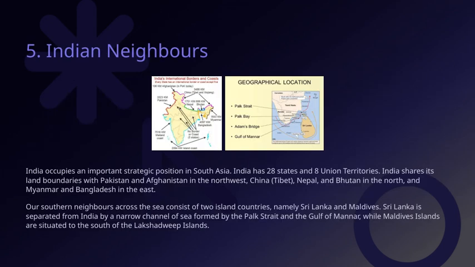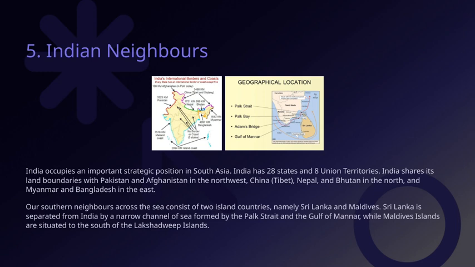India occupies a very important strategic position in South Asia, which makes it a key player in the region. It's a large country with 28 states and 8 union territories, giving it a diverse and vibrant internal structure. When we look at its borders, India shares land boundaries with several countries. To the northwest, there are Pakistan and Afghanistan, which have historically been significant in regional politics. Moving northward, India borders China, Tibet, Nepal, and Bhutan, all of which are crucial neighbors with whom India maintains complex relationships. To the east, it shares borders with Myanmar and Bangladesh, further emphasizing its central role in South Asia.